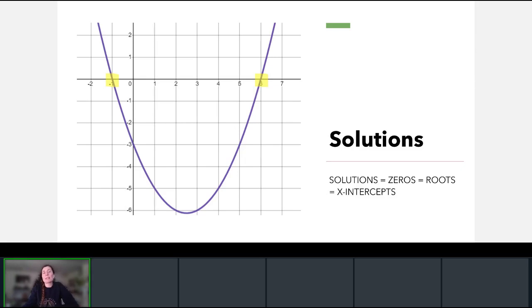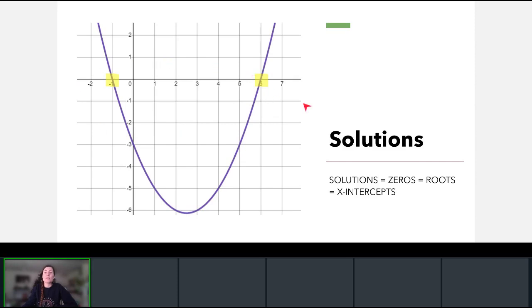In today's lesson, we're mainly going to be talking about the solutions to quadratic equations. Now, solutions in general can also be called zeros. It's where y is 0. It's the x-intercept. It's also known as the root. These four words right here, solution, zero, root, x-intercept, all mean the same thing.